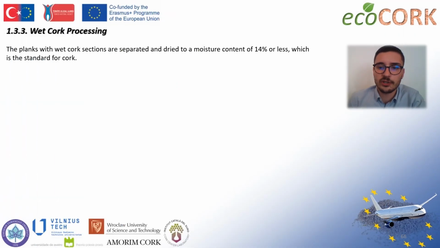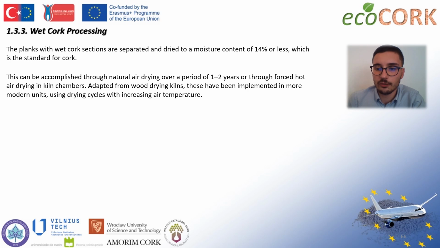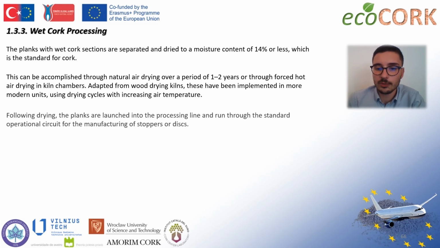The wet cork pieces are taken out of the planks and dried until they have 14 percent or less of moisture, which is the standard for cork. This can be done by letting the wood dry in the air for 1 to 2 years or by forcing hot air through kiln chambers. After the planks have dried, they are put on the processing line where they go through the standard operation circuit for making stoppers or discs.